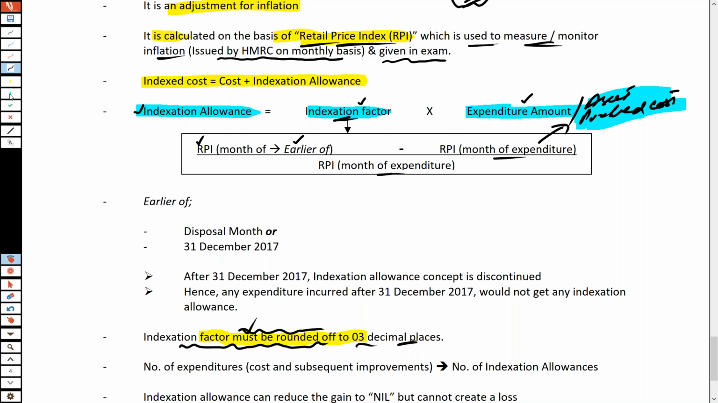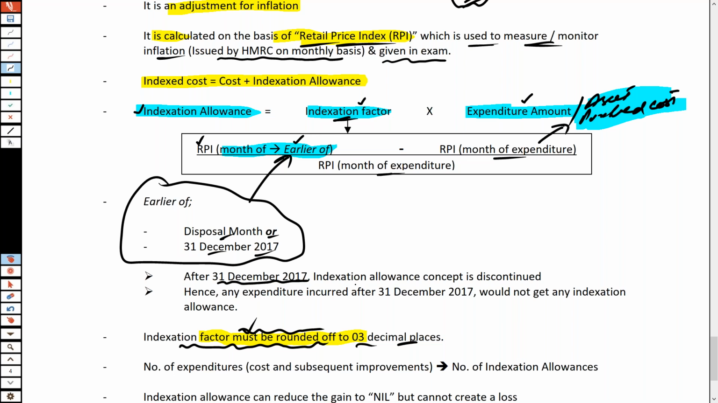One thing is left over here, the month of earlier of. Earlier of means the RPI from these 2 dates would be considered: the earlier of the disposal month or 31st December 17. Why do we have this specific date, 31st December 17? Because after 31st December 17, the indexation allowance concept is discontinued.